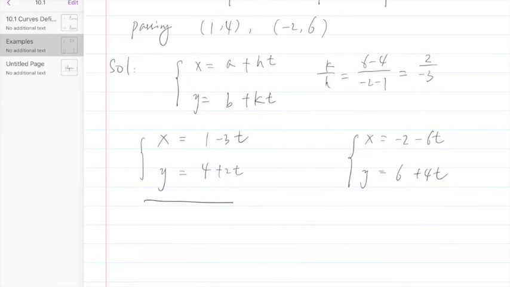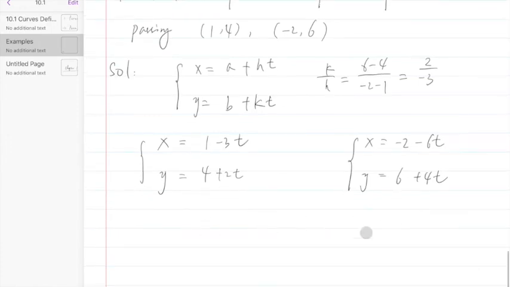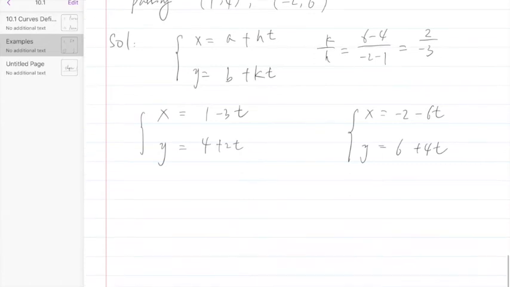Okay? And do you believe? From here you can see you have two very different parametric equations. They share the same slope, and they pass through two different points, but they're both on the same line. You can verify by yourself. Okay? They are actually equivalent. You draw it through Desmos, or you draw it by yourself. They are actually the same line.